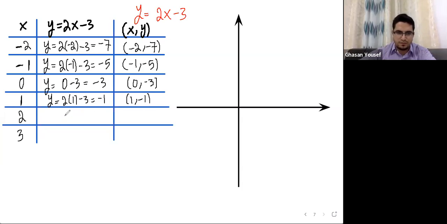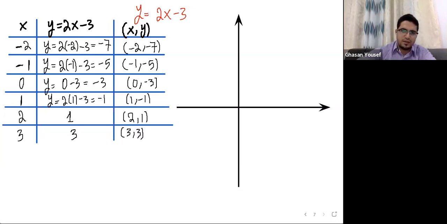The 2, for the 2 is 4 minus 3. 4 minus 3 is 1. So 2 comma 1. And for the 3, like Natasha said, y equals 2 times 3. 3 times 2 is 6. 6 minus 3 is 3. So again, 3 comma 3.